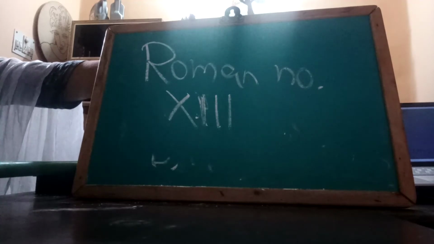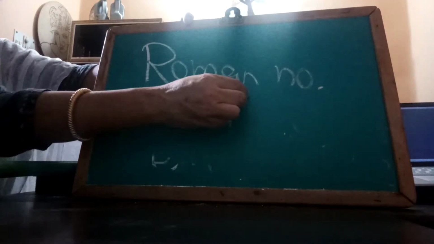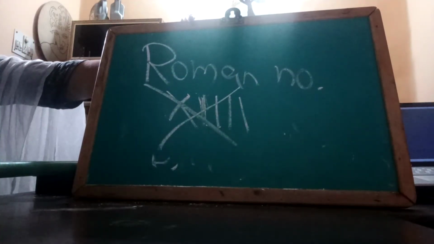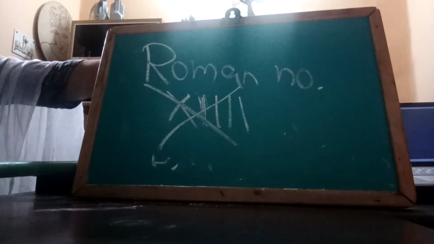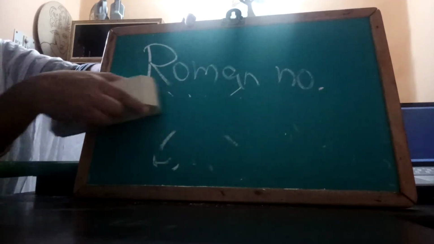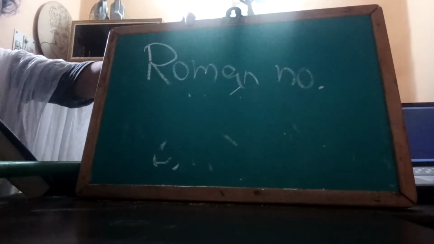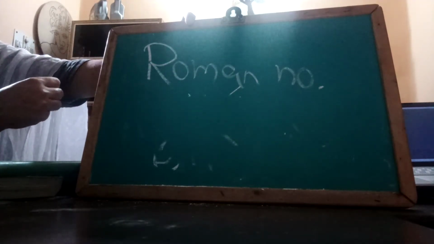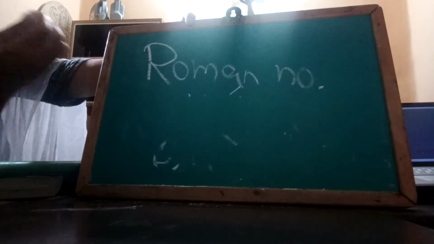But keep one thing in mind. For writing 14, if you write I here, this will be wrong. Why? Because you cannot use any alphabet more than 3 times. If you are writing it on the right of a bigger number, you have to use it only 3 times, not more than that. And if you are writing for minusing, you always write on the left hand side.